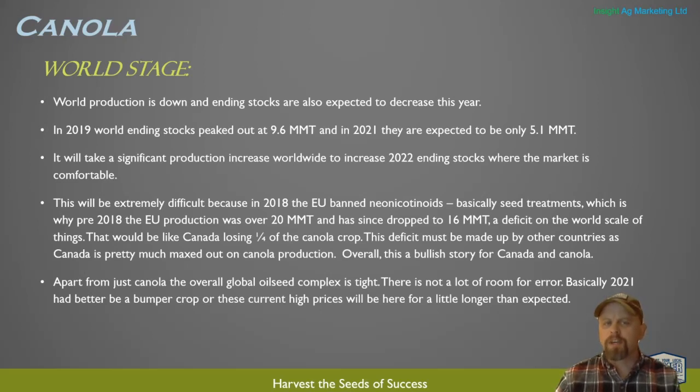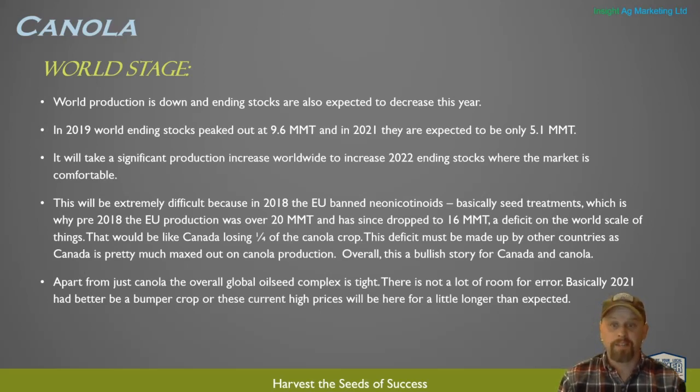Now this will probably be extremely difficult because in 2018, the EU banned neonicotinoids, which is basically the seed treatments. And this is why pre-2018, the EU production was over 20 million metric tons, and since then, it's dropped to 16 million metric tons. And that's a deficit on the world scale of things. Apparently, it was getting pretty bad out there where they just couldn't get the canola or any of those brassicas to grow because the flea beetles got so bad. That's what I read. So if we've lost 4 million metric tons, that's basically a quarter of the Canadian canola crop.